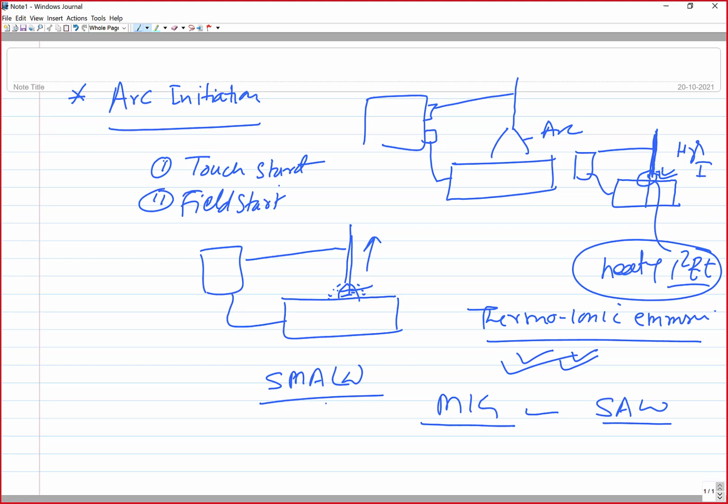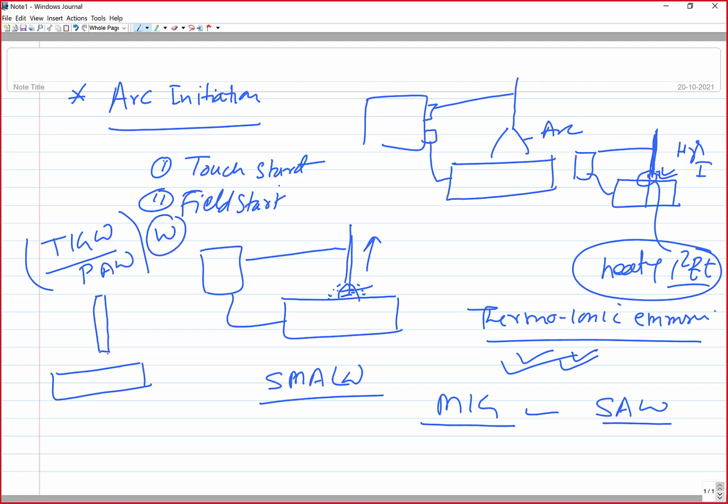But there are many processes where we want that the electrode doesn't touch the workpiece, because the electrode is non-consumable, as in tungsten inert gas welding or in plasma arc welding. The electrode in both cases is made of tungsten and it doesn't melt. It is expected that it will not be heated much. So what we want is to strike the arc between the two without the electrode touching the workpiece. So we try to establish a high potential difference between the two, so the electromagnetic field is established.